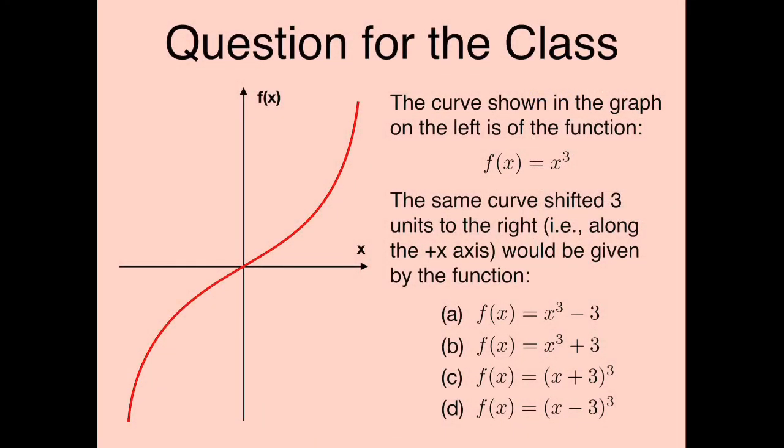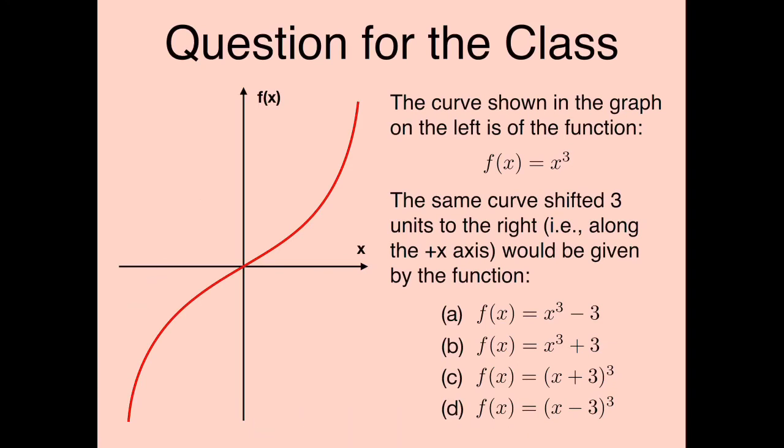Okay, so let's go through all these different options. Let's start with answer choice A. This says f of x is equal to x cubed minus 3. That's not correct. That's actually going to be the same curve shifted down 3 units. So it would be down here somewhere. Answer choice B, x cubed plus 3, that would shift the curve up 3 units like this. So that's not what we want either.